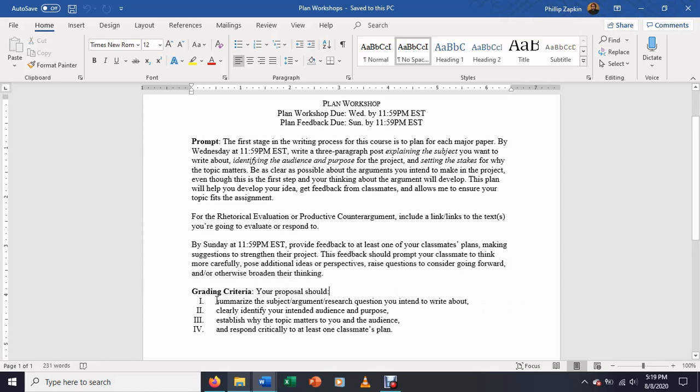So the last thing we've got on this plan workshop sheet is the grading criteria. So these are the criteria that I'm going to be using to assess your plan workshops. So they should come as no surprise based on what we have in the assignment sheet itself, but your proposal, or your plan, should summarize the subject, argument, or research question you intend to write about, clearly identify your intended audience and purpose, establish why the topic matters to you and the audience, and respond critically to at least one classmate's plan. So that's your planning workshops.